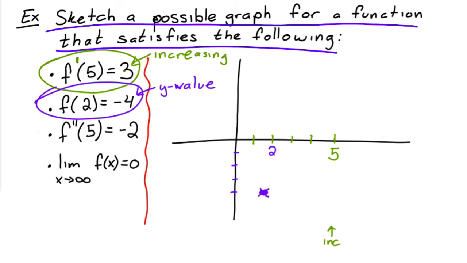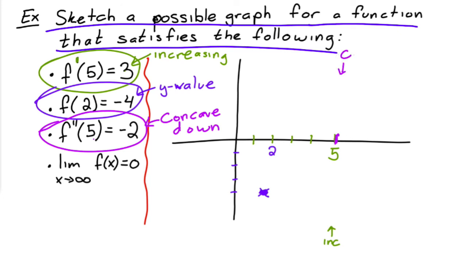Okay. And then f double prime at 5, so the same x value, 5, is equal to -2. What this means, remember, is that it has to be concave down. So that's what that tells me. So right here, it has to be concave down. So it has to look something like that.